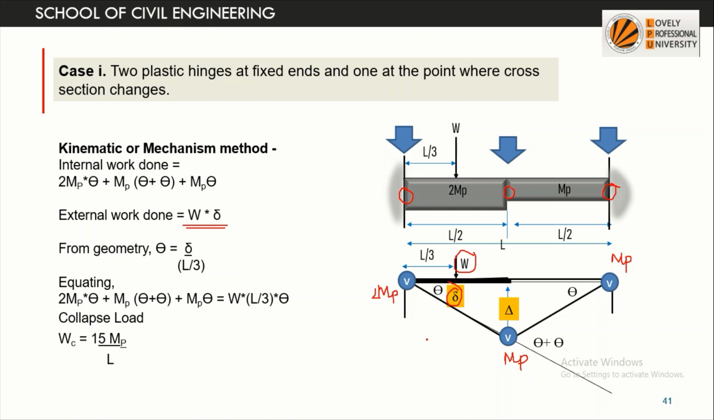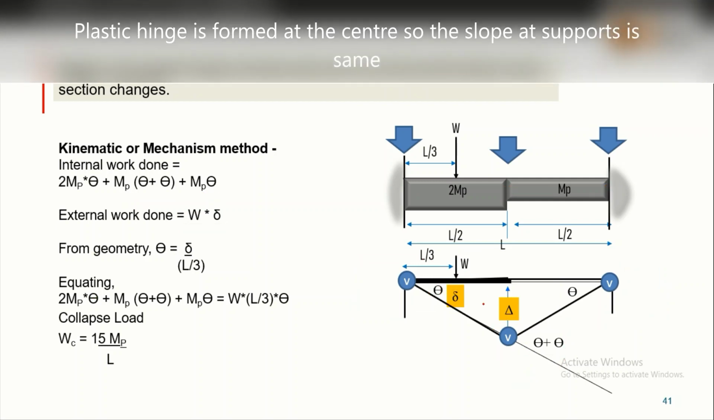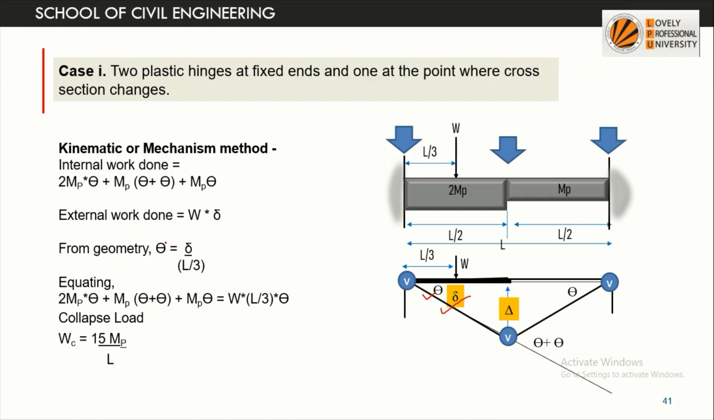Now let's multiply the value with the angular rotation. This angle is theta and this angle is also theta, and this value we have taken as delta, the central displacement. For this point we will get twice Mp into theta. For this point the value will be Mp into theta. Here the angle is 2 theta, so for this point we will get Mp into 2 theta. So this is the equation. Simply we have to equate it. From the geometry we can find the relation between theta and delta, and we'll substitute this theta here, and we'll get the collapse load as 15 by L into Mp.